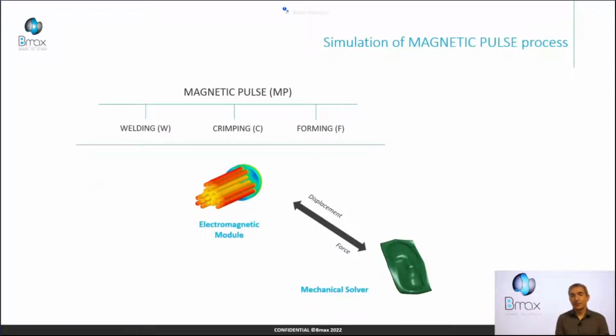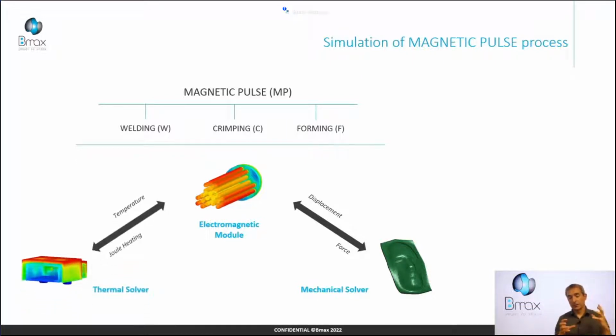For magnetic pulse application, welding, crimping, or forming, we perform a coupling between the mechanical solver, fast dynamic, and the electromagnetic module. As you understand, the loading, the magnetic field, depends on time, pulse power, and on the distance between the conductor parts. So the mechanical solver sends to the electromagnetic module the distance between the conductors at each time step. The electromagnetic module updates electric field, magnetic field, current density, and at the end, the Lorentz force. And it sends this force to the mechanical solver.